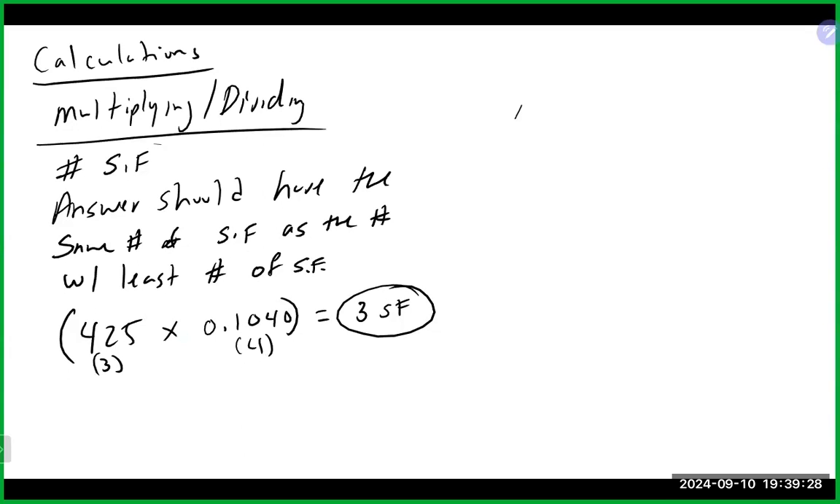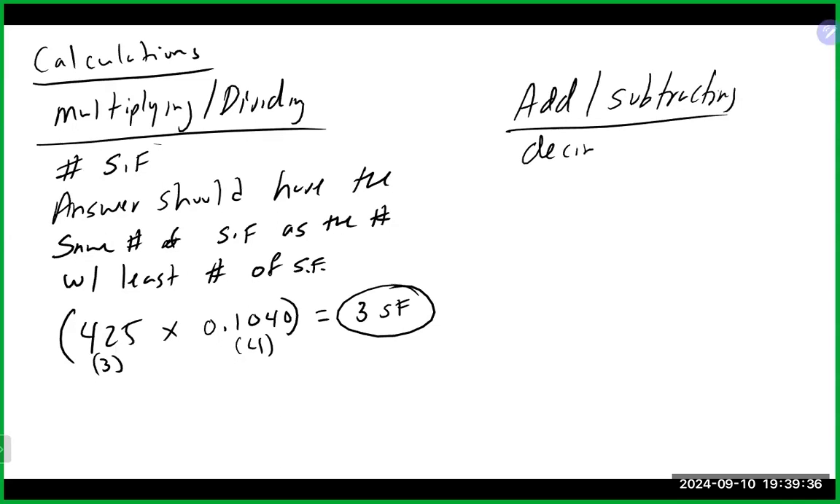If I'm adding or subtracting, we are looking at decimal places. And it also is the least number of decimal places.